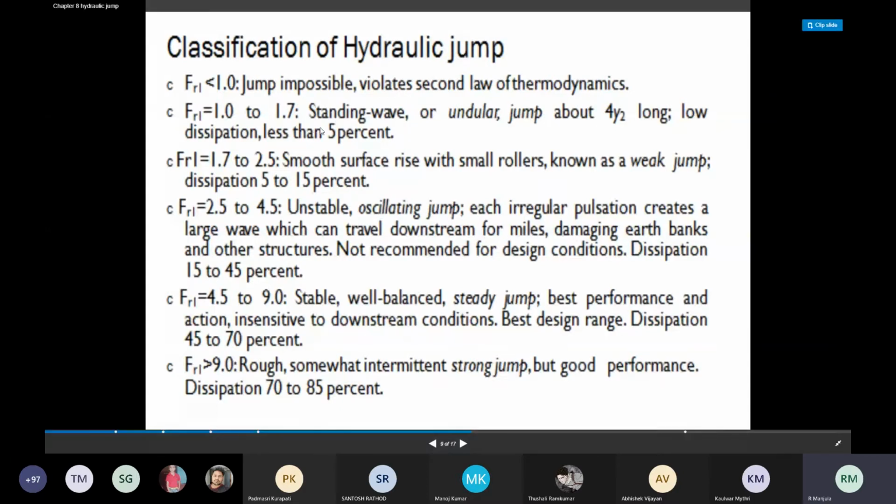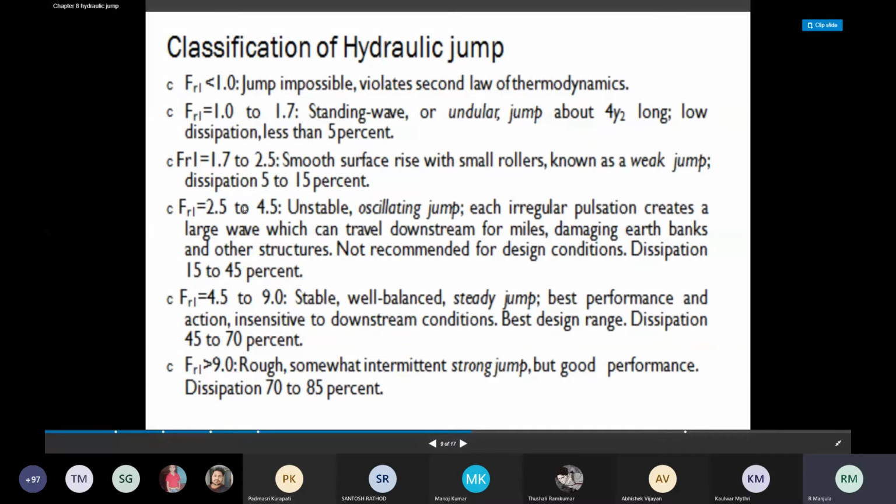The dissipation is very low. You can expect the dissipation to be less than 5%. Energy dissipation is very low because it's a standing wave. Froude number 1 to 1.7, dissipation is low. And if it is 1.7 to 2.5, you can see a smooth surface rise with small rollers. Those small rollers are wave formations, and it is known as the weak jump, where you can expect energy dissipation of 5 to 15%.